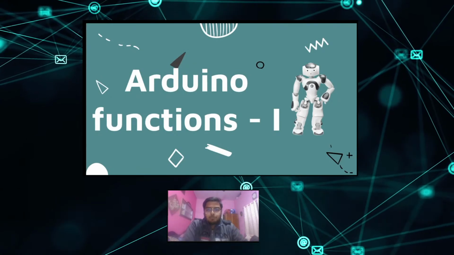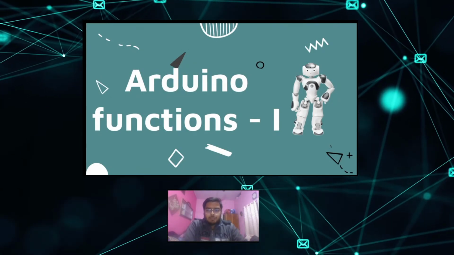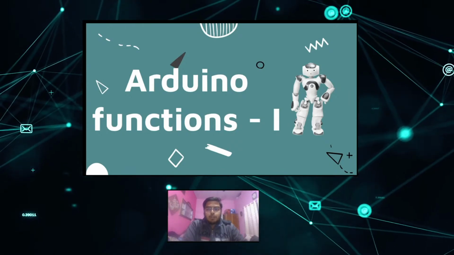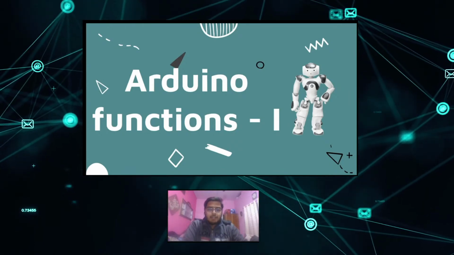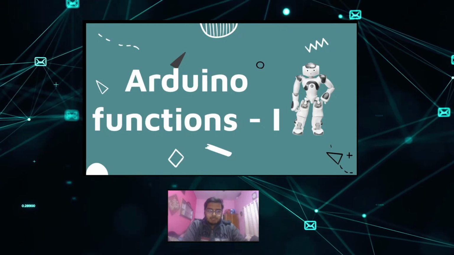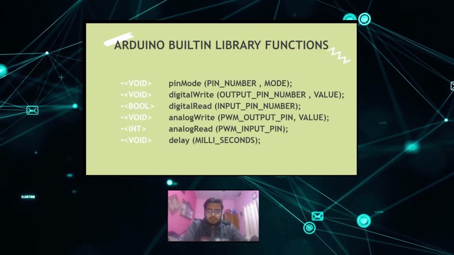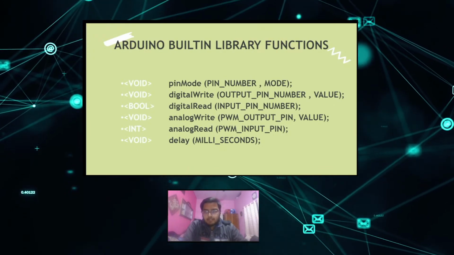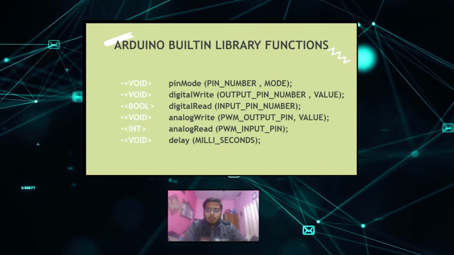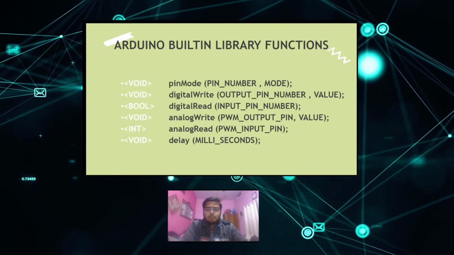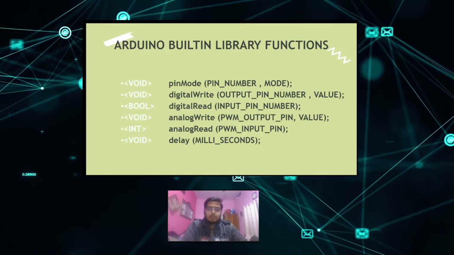We will now look at various Arduino built-in library functions. These are very important functions that are used for controlling the Arduino board and designing it to perform various tasks. The six most important functions include pin mode, digital write, digital read, analog write, analog read, and delay function. You will learn about these functions in detail in upcoming slides.